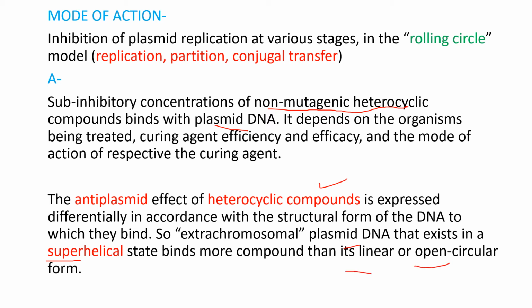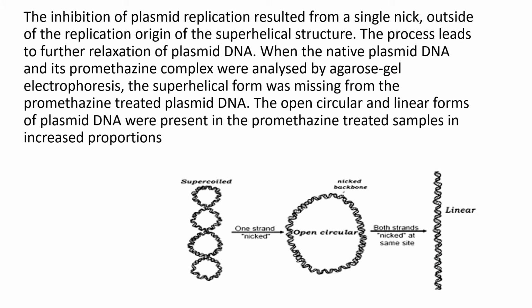Now here I want to tell you what a superhelical state is. Interwinding of double helical DNA on its own axis is called superhelical DNA. When the ends of DNA are ligated, the strands will intertwine with each other unless one of the strands is broken. That is called a nick. The inhibition of plasmid replication resulted from a single nick outside the replication origin of the superhelical structure. When there is a nick, it becomes a relaxed state of plasmid DNA.